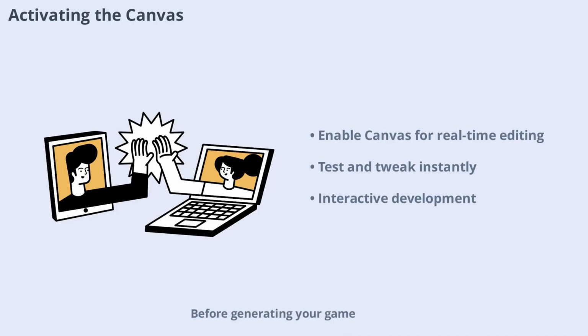Before generating your game, make sure to activate the canvas in your AI tool. This feature allows you to edit and test your game in real time, making the development process interactive and efficient. With Canvas enabled, you can see immediate results, tweak your game, and iterate quickly. This hands-on approach is perfect for beginners and helps you learn by doing.